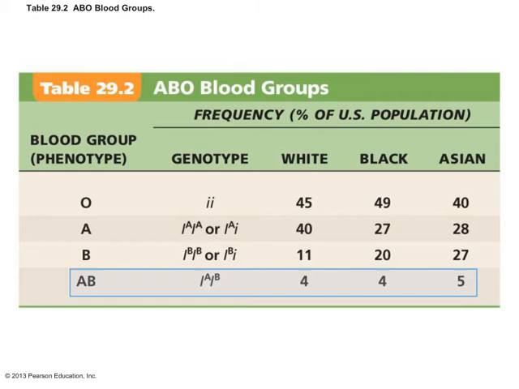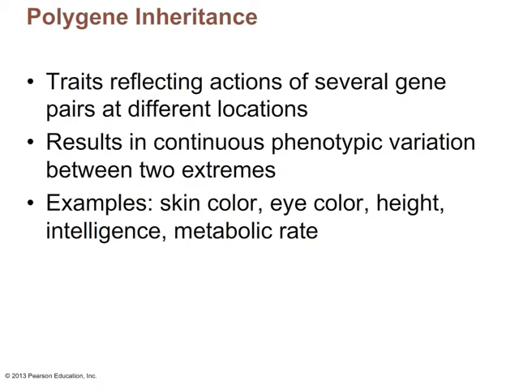And finally, probably one of the most complicated types of inheritance is something called polygenic inheritance. And this is where we have traits that are determined by multiple genes spread out sometimes on different chromosomes throughout our genome. And what this results in is a blending of characteristics, a continuous phenotypic variation between two extremes within the population. Examples of polygenic traits include skin color, eye color, height, intelligence, and metabolic rate. With skin color, you're not either just black or white, but you can be anywhere in between, and that's because the trait of skin color is determined by multiple genes.